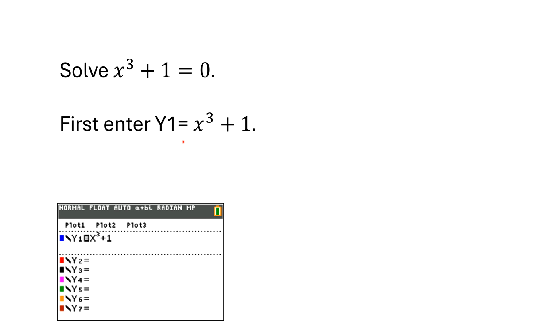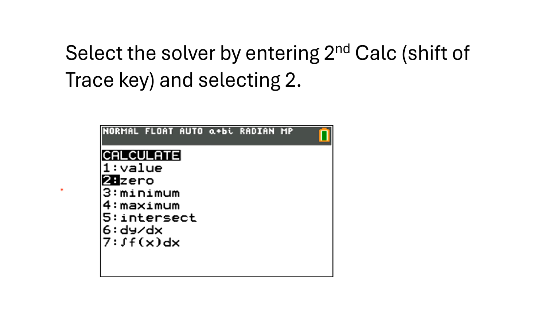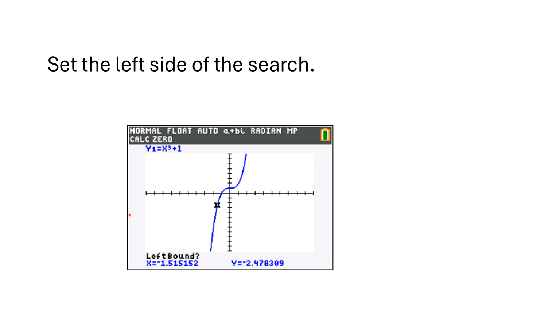First, we enter y1 equals x cubed plus 1. And this is what you should see on your screen. Then we're going to type in second calc, which is the shift of the trace key, and select the number 2 for zero right here. So we move on, and we'll get a graph, which I like because you got a visual.